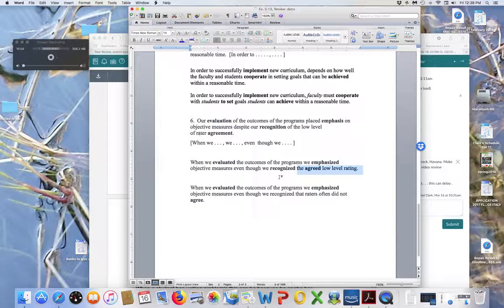So let's have the raters doing something. So even though we recognize that raters, that is the people who are rating, who are doing the evaluating, often did not agree. So notice how I basically made this little clause that's really clear. Even though raters did not agree. So this is actually not the verb. It's the subject of this clause, but it's our character. When we evaluate the outcomes of programs, we emphasize the objective measures, even though we recognize that raters often did not agree. Okay, so you can see it's not quite as short as this one, but it's clearer, and it's definitely shorter than that.